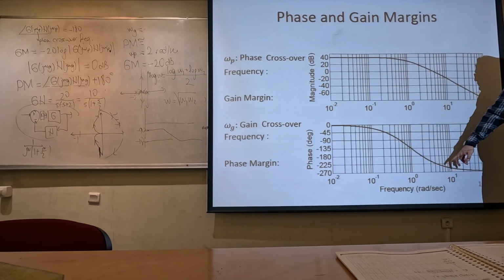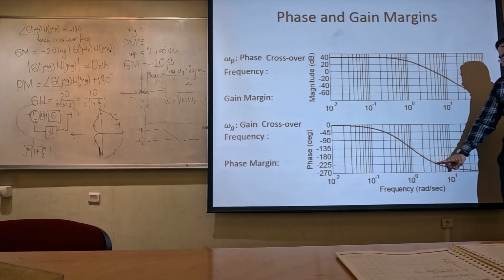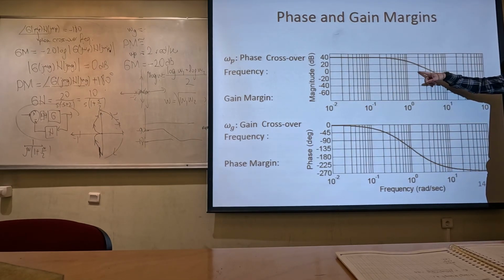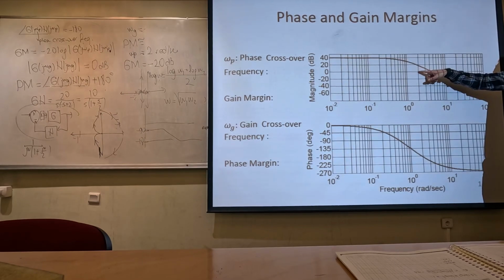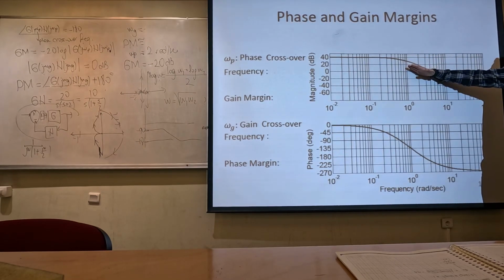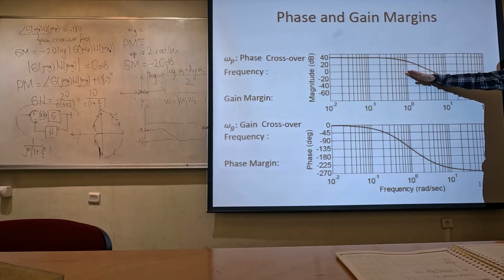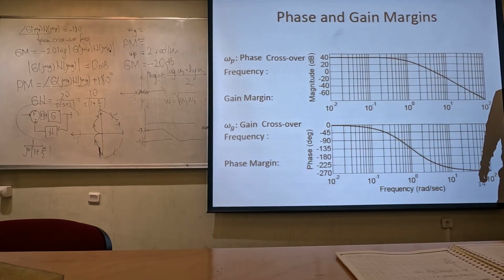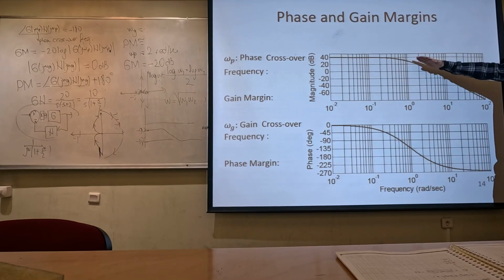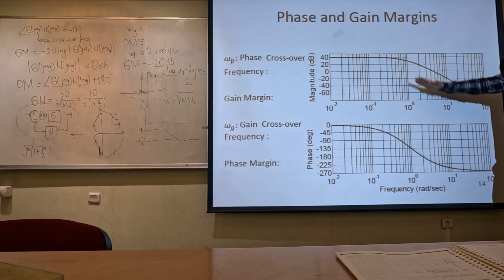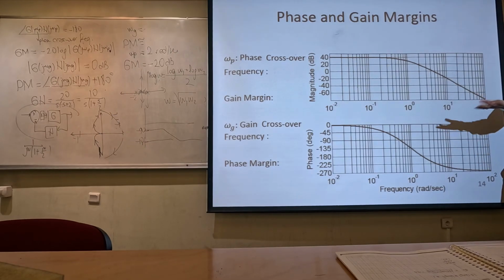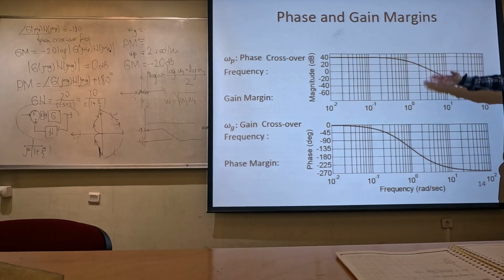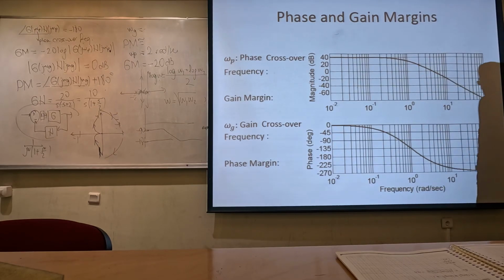Okay. So the phase crossover frequency will never change with a gain. But I know that if I make this magnitude smaller than 0 dB, then the gain margin is going to start becoming positive. Okay? Meaning that if I shrink this magnitude by more than 20 dB, meaning that I need to use a gain smaller than 0.1, in that case I will start getting a stable closed loop system.